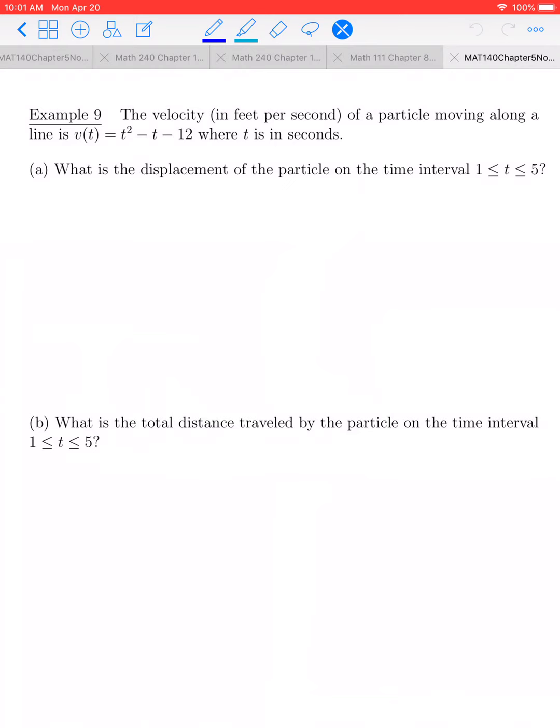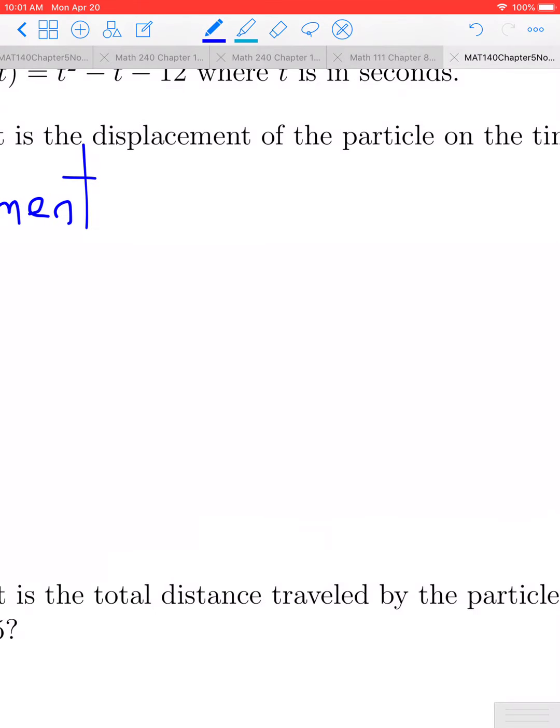Let's look at an example of this. Suppose the velocity of a moving particle along a line is given by v of t equals t squared minus t minus 12, where t is in seconds. What is the displacement of the particle on the time interval 1 to 5? So we're looking for the displacement, in other words, the net change in the position. So the displacement, according to our net change theorem, should be the definite integral from 1 to 5 of v of t dt.